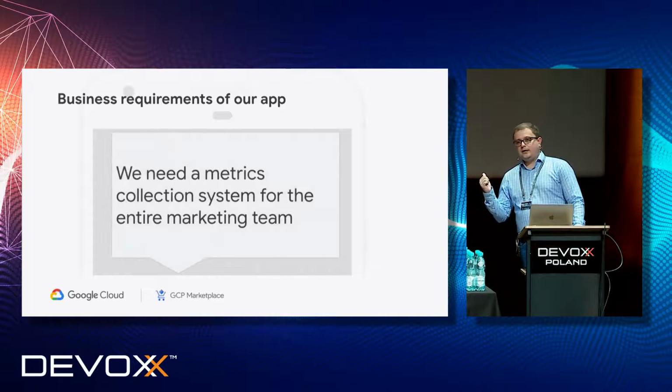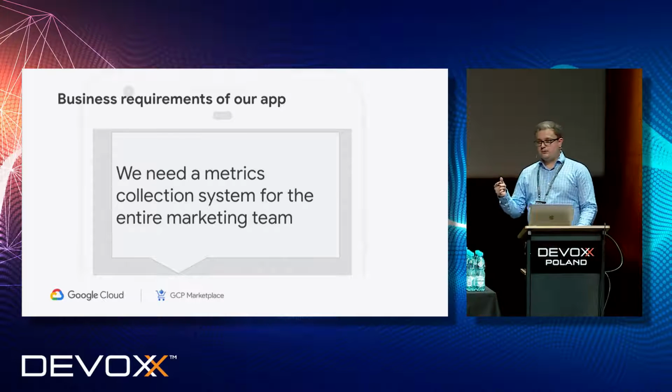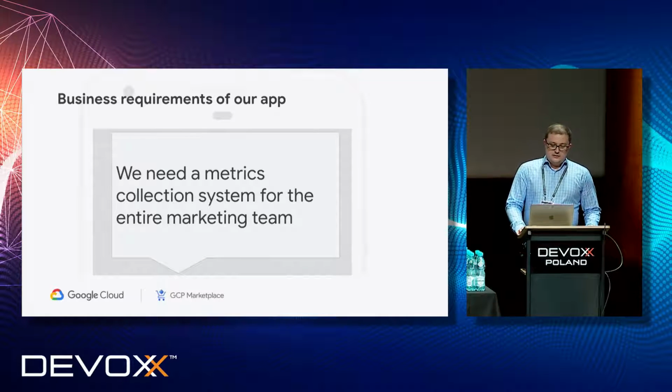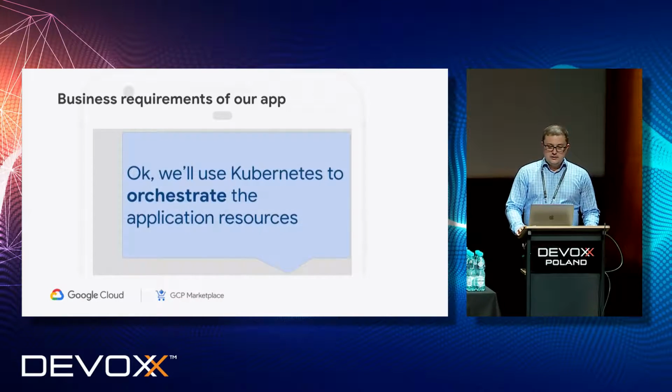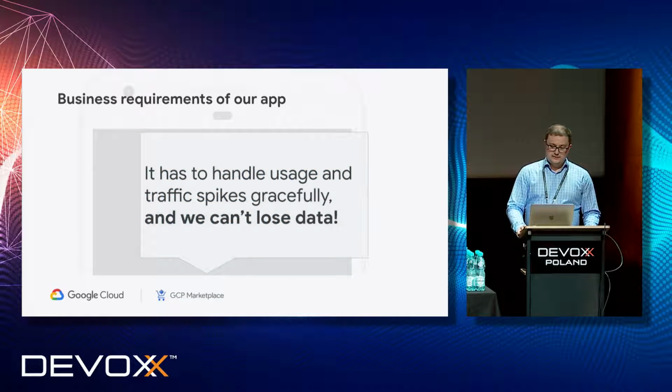So this is probably a kind of dialogue that you could actually experience in your real life. Let's imagine there is a business person coming to you and saying they need a metrics collection system for the entire marketing team. And that's so obvious. We'll use Kubernetes. Kubernetes is so innovative right now, and we'll orchestrate our application resources using Kubernetes. And of course, regular requirements to handle usage and traffic spikes gracefully, not to lose data, to have a reliable system.